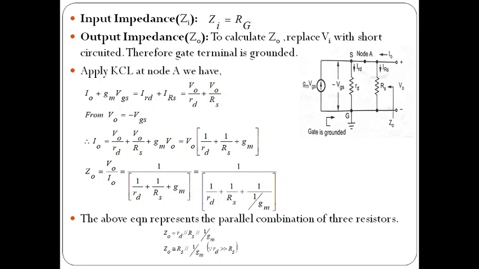Similarly, to calculate the output impedance, we already know we replace the Vi with a short circuit. So the Vi value must be short circuited. We are short circuiting the input value Vgs. Therefore, the gate terminal is grounded.